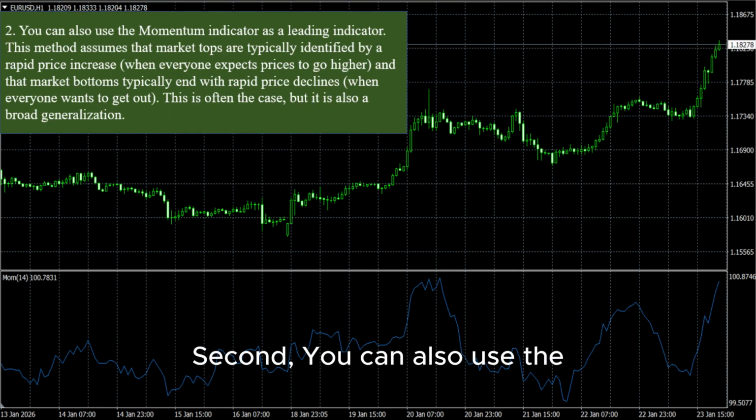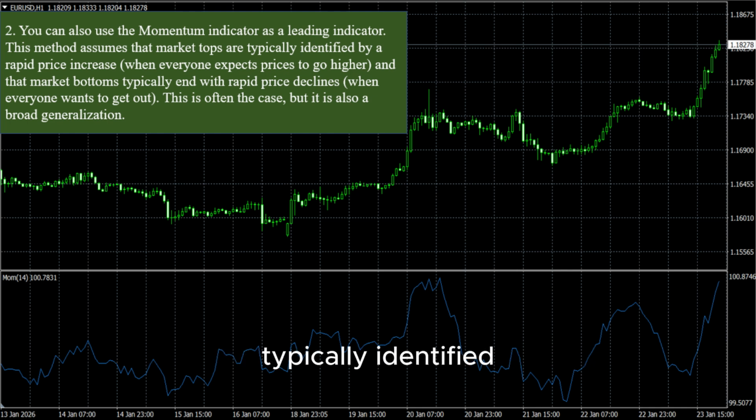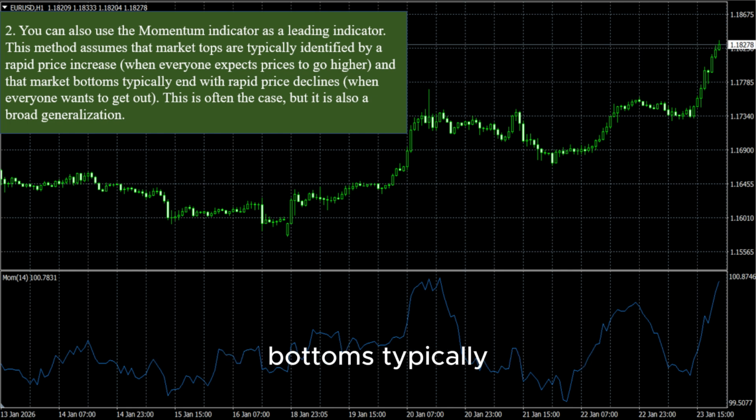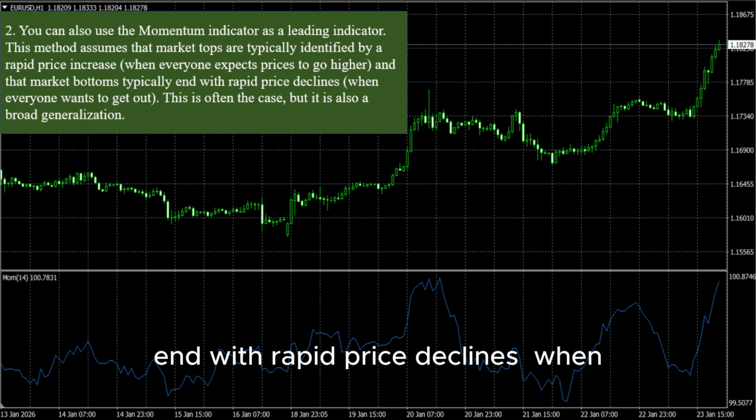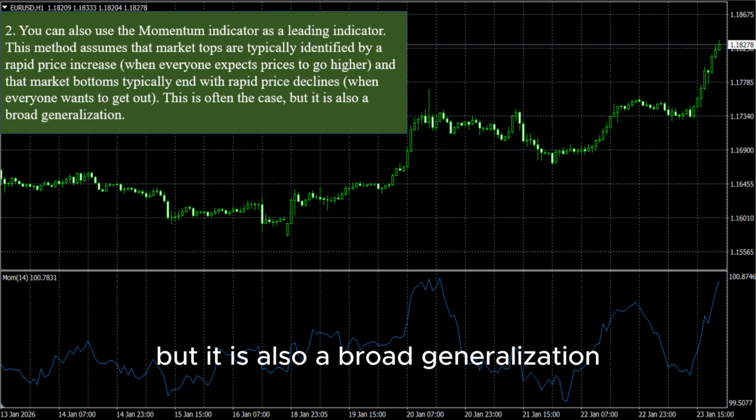Second, you can also use the momentum indicator as a leading indicator. This method assumes that market tops are typically identified by a rapid price increase when everyone expects prices to go higher, and that market bottoms typically end with rapid price declines when everyone wants to get out. This is often the case, but it is also a broad generalization.